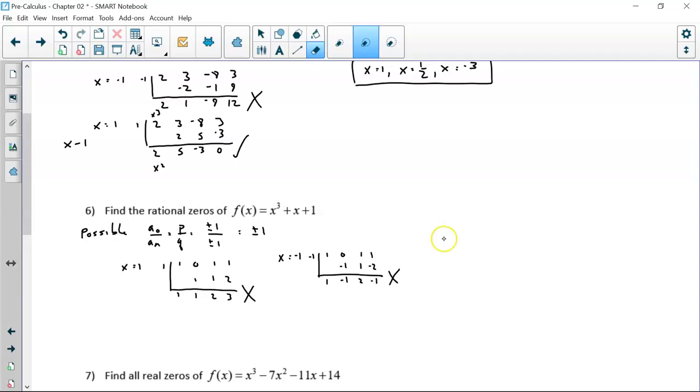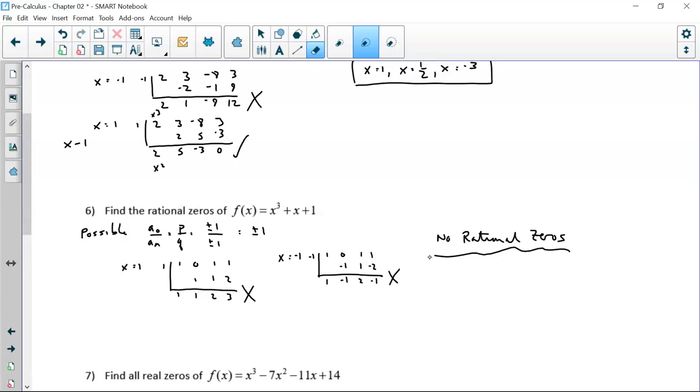So that means there are no rational zeros for this. Our zeros are a different type of number. They must be irrational. So we can't do anything with it.